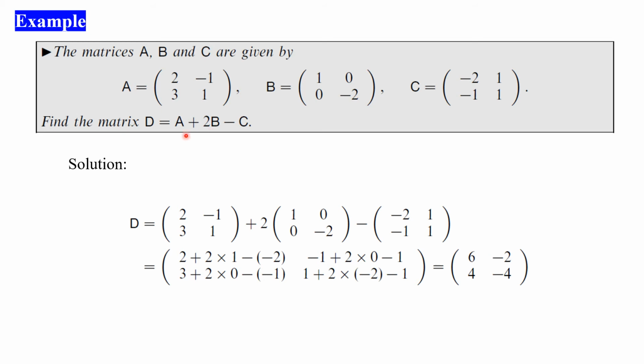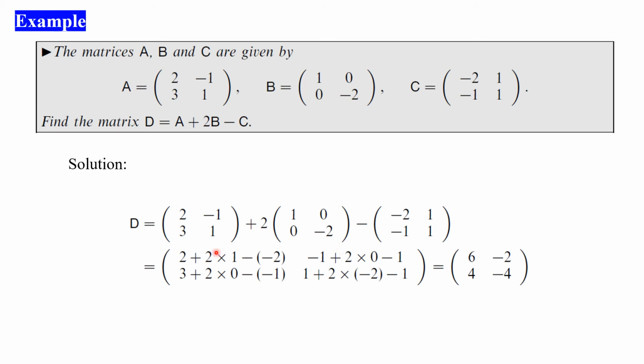So we have the sum of your matrices, and then we subtract C, which is just the opposite of addition. And we multiply the scalar 2 to your matrix B. So what we do is just write your matrix as a sum. So this is for your matrix A plus 2 times B minus C.